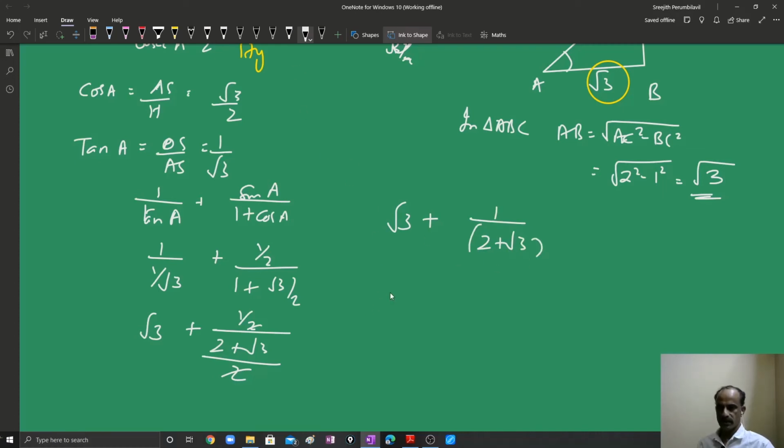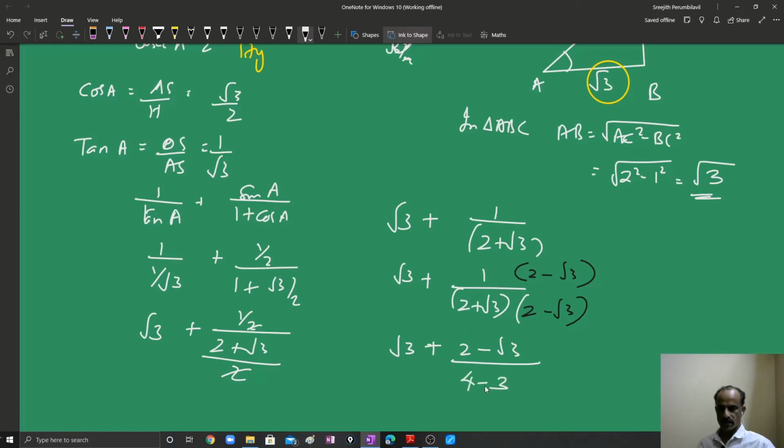Either you leave it here or you can do one more step: rationalizing the denominator, multiplying the numerator and denominator by the conjugate, 2 minus root 3. So what remains is root 3 plus 2 minus root 3 divided by a plus b, a minus b, that is a square minus b square, 4 minus 3, which equals root 3 plus 2 minus root 3 divided by 1. That is root 3 plus 2 minus root 3, root 3 cancels, the answer is 2.